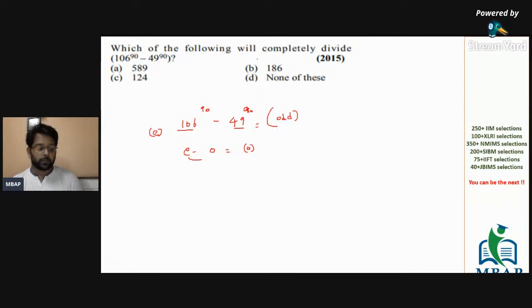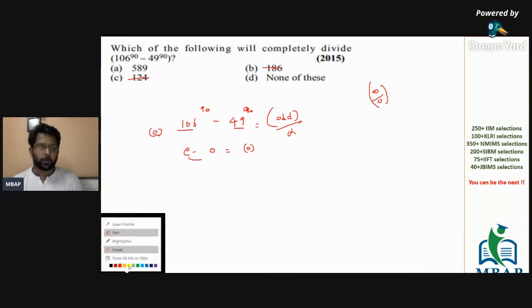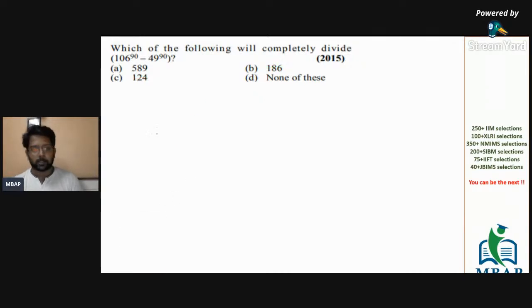If the question is about which of the following is going to completely divide, there are two even numbers, 124 and 186, and they won't be able to divide an odd number, right? An odd number is going to be divisible by an odd number only. I hope this is clear. If you have not understood, just let me know. So either the answer is going to be 589 or the answer could be none of these.